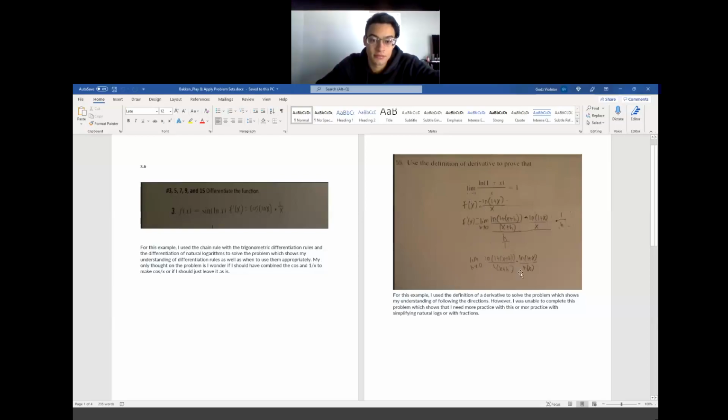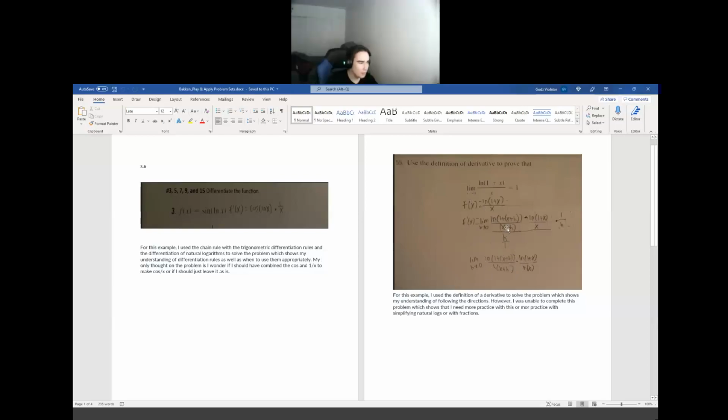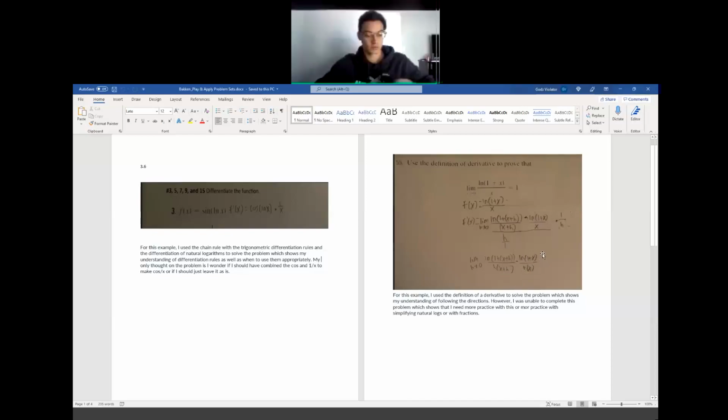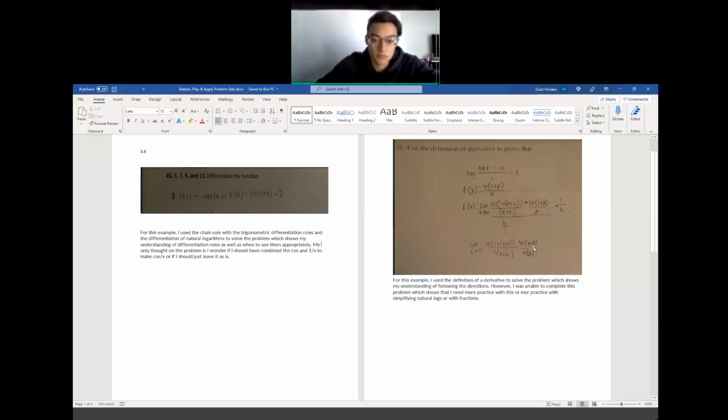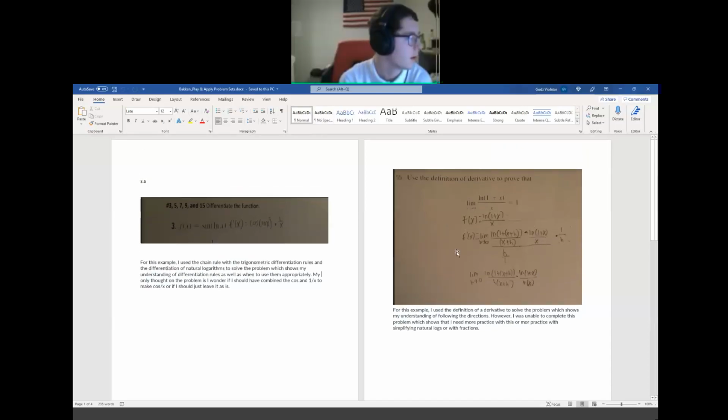Awesome. So on to 3.6 now. Yep. So for my 3.6, I had to find the derivative of sine of x ln of 5x.